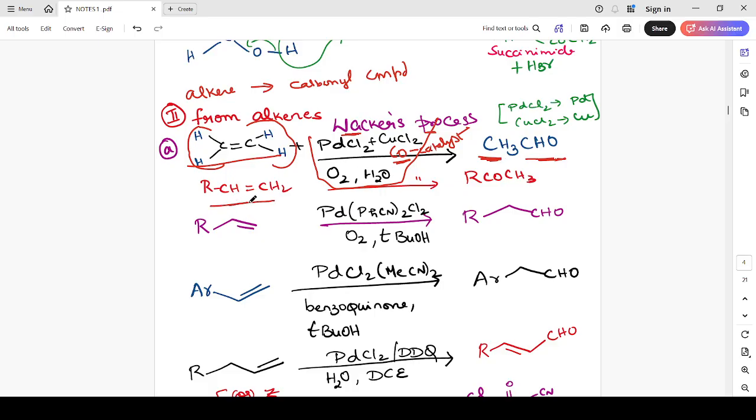But when it is an unsymmetrical alkene, you can see the carbon that is more substituted takes the electronegative part, oxygen here. Can you see this? RCOCH3. So please make a note of Wacker's process. Unsymmetrical alkene, add the oxygen, make it a carbonyl at the more substituted carbon. More substituted carbon means attached to more alkyl groups. In other words, it is having less number of hydrogens.